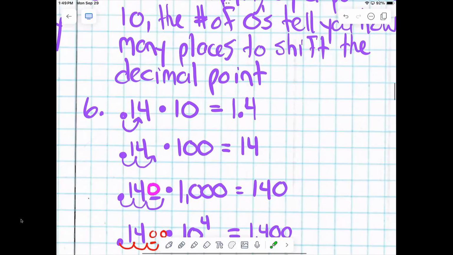Yes. In this case, we multiplied by 100. How many zeros are in 100? 2. So how many bunny hops are we doing? 2. So my answer is 14. If I wanted to put the decimal point there, I could.